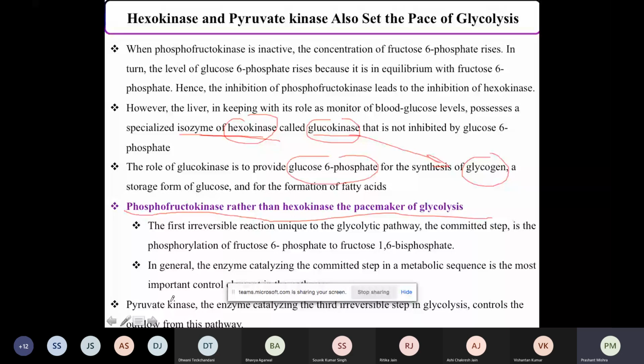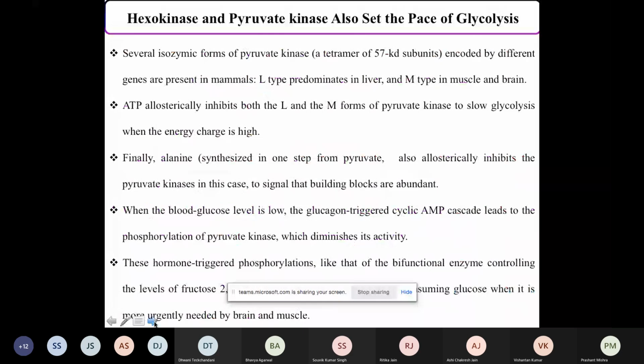Now there is another enzyme which is responsible for an irreversible reaction, which is pyruvate kinase. If you recall, pyruvate kinase is the one which is responsible for the synthesis of pyruvate, but at the same time, it is also responsible for generation of ATP. It is the last step of the glycolytic steps, and it is again being controlled. So now we are going to talk about pyruvate kinase.